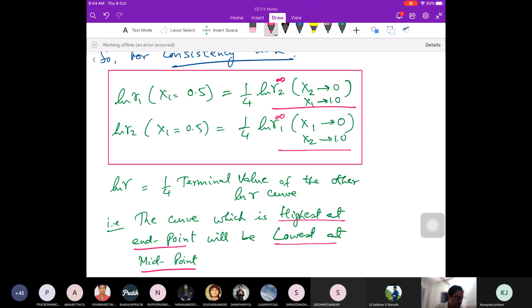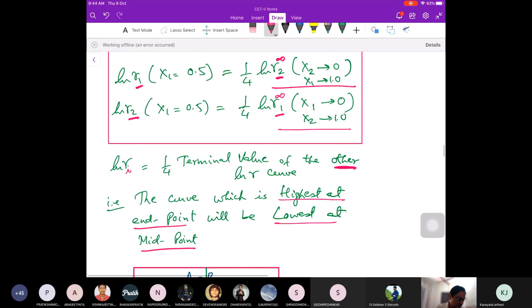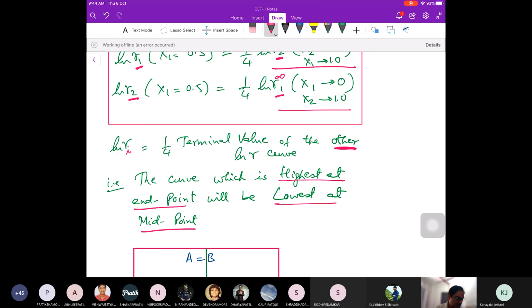So what we get is ln gamma 1 or 2, whatever it is, I can put i here, is equal to 1/4 the terminal value of the other ln gamma curve, right? When I take gamma 1, here is gamma 2. When I take gamma 2, here is gamma 1. Understand this, right? So ln gamma i is equal to 1/4 the terminal value of the other ln gamma curve. That means the curve which is highest at the end point will be lowest at the midpoint.